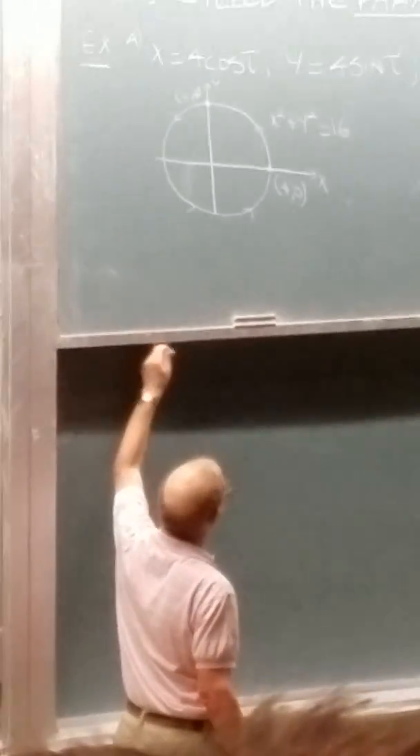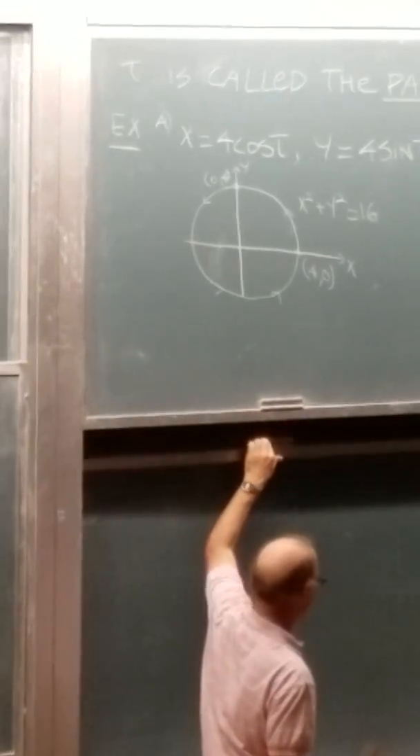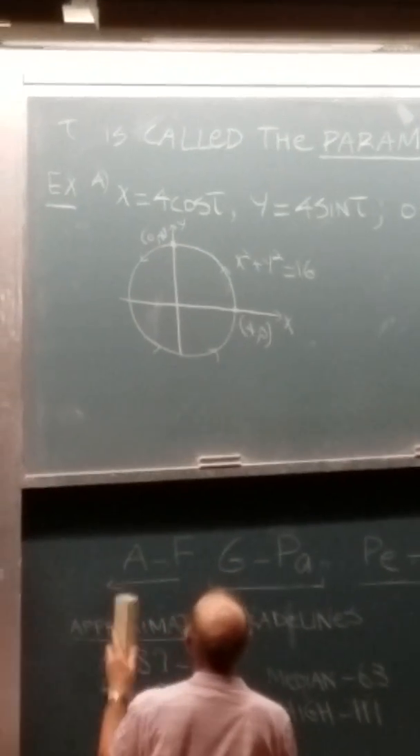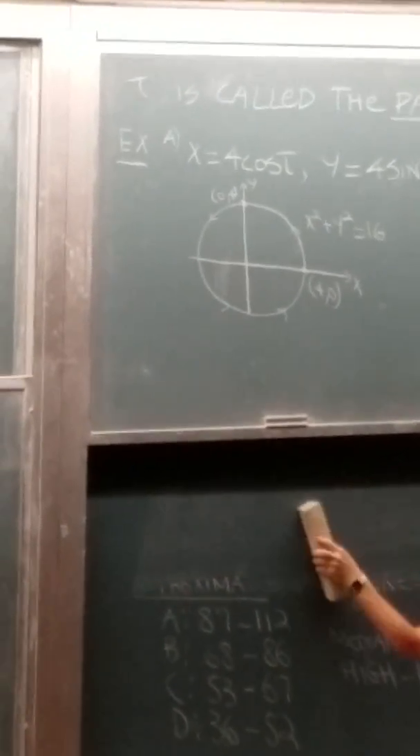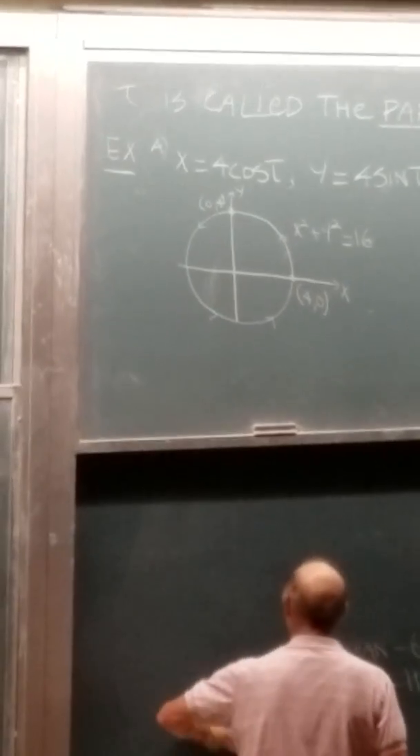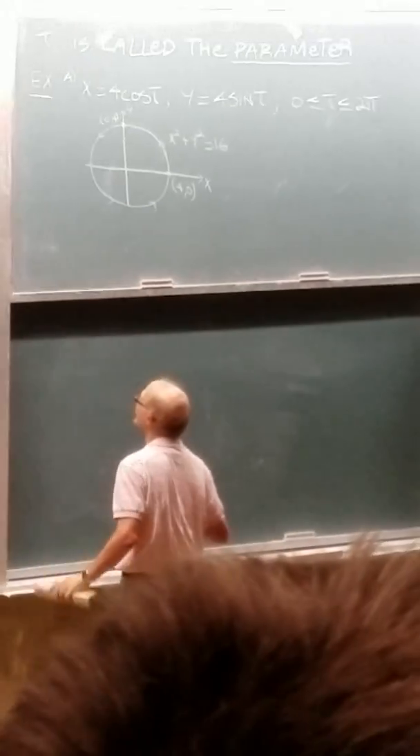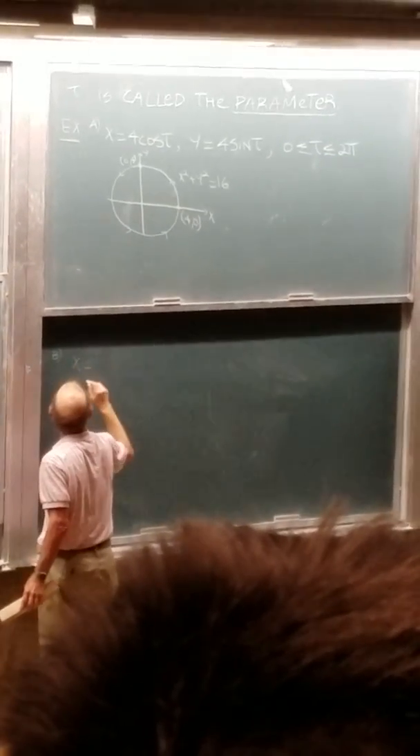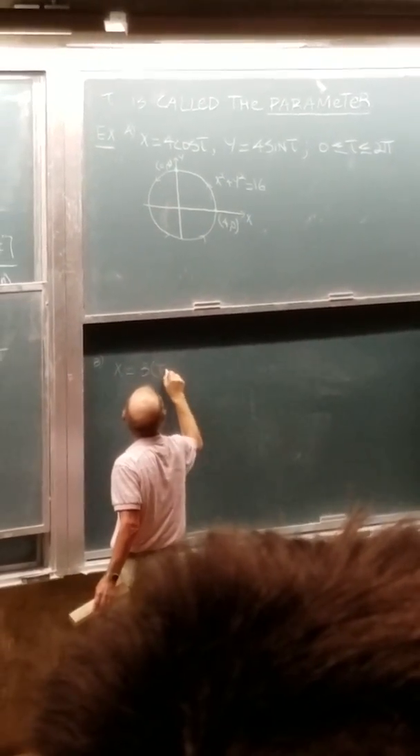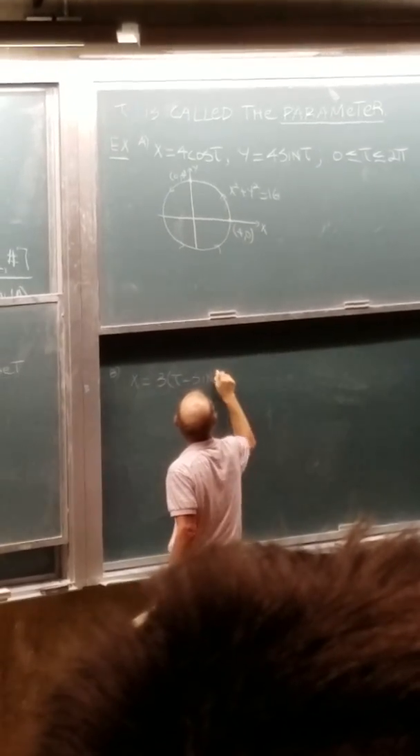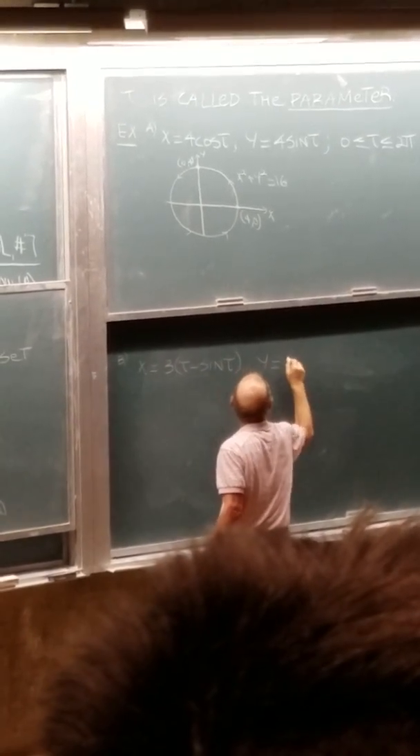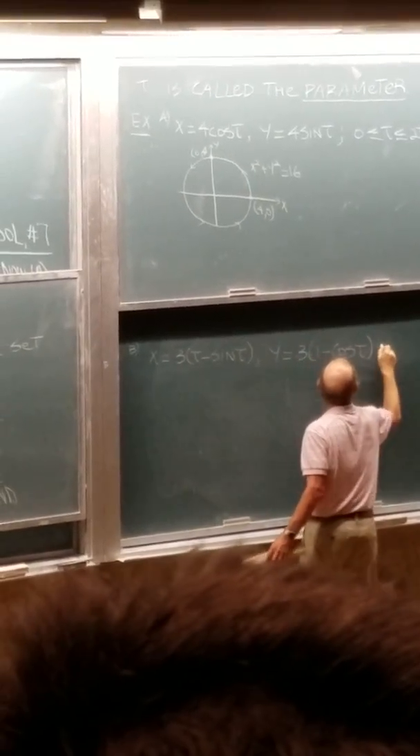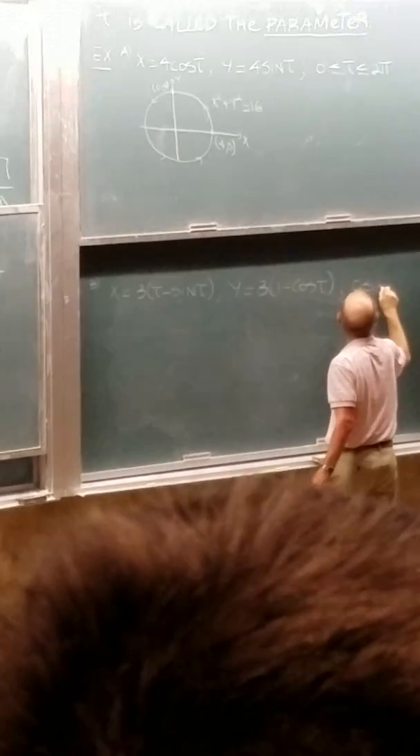Let's take a look at another example of a parametric curve, one that's not so easy to describe without a parameter, although you can do it. Suppose we took the curve x equals 3 times (t minus sine t), and y equals 3 times (1 minus cosine t). Let's again let t go from 0 to 2 pi.